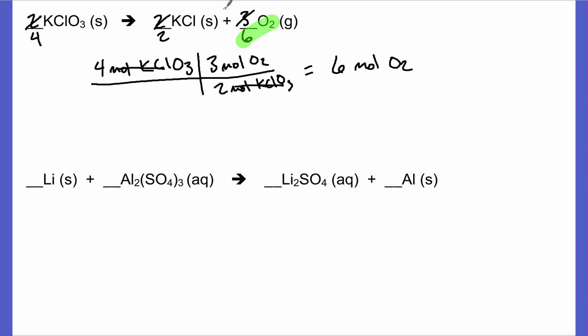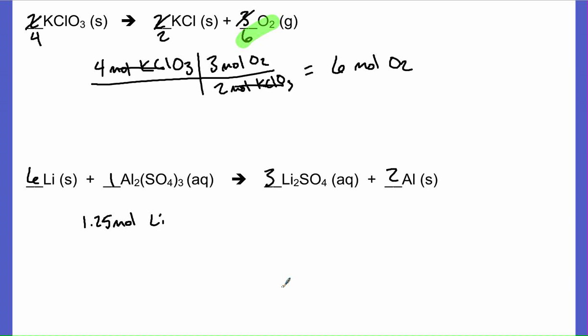Because the other thing I can do, let's try this other one down below. Again, I gotta balance the sulfates. So I need a 3 over here. That means I actually have 6 lithiums on both sides. 2 aluminums over here. This is a 1. So in this case, let's say I started out with 1.25 moles of lithium. And I wanted to know how many moles of aluminum were going to be produced after this reaction's over. Now, this time it's not as easy.